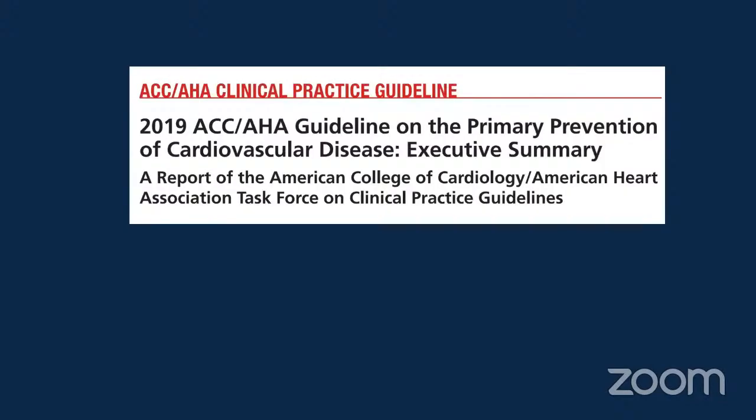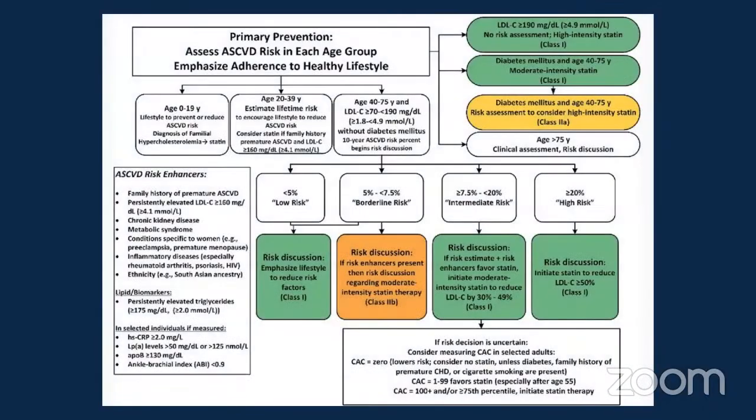In the 2019 American Heart Association guideline on the primary prevention of cardiovascular disease, we will take a small look at the role of statins in primary prevention. In a young patient up to 19 years old, the focus is mainly on lifestyle modification, unless there is a diagnosis of familial hypercholesterolemia, in which case a statin should be considered. In patients aged 20 to 39 years, a statin would be recommended when the LDL level is above 160 milligrams per deciliter.